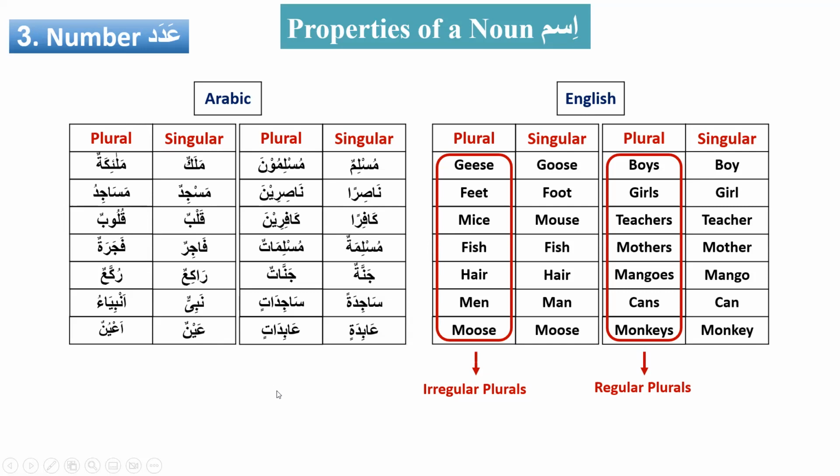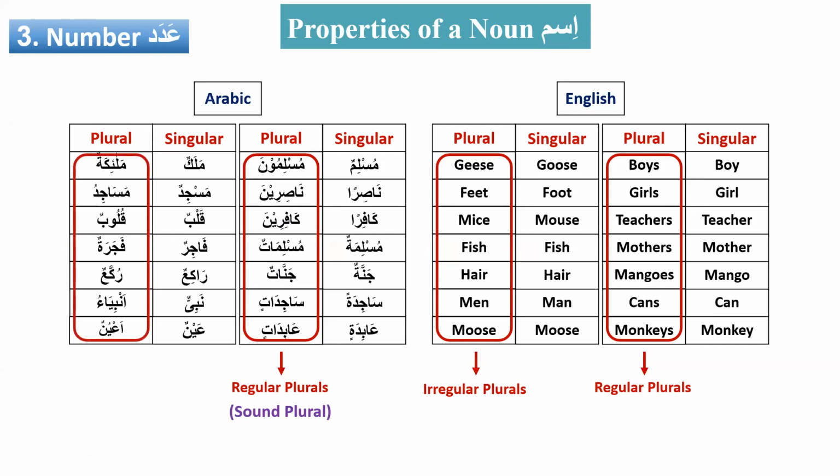So from this, it looks like Arabic is very similar to English with respect to plurals. These words, like in English, are regular plurals. The regular plurals end with una sound, ina sound, atun or atin sound. Four sounds. When they end with these sounds, we call them regular plurals, or we can give them another name, and that is sound plural. And the other ones which do not follow a pattern, which we called irregular plurals, we call broken plurals.